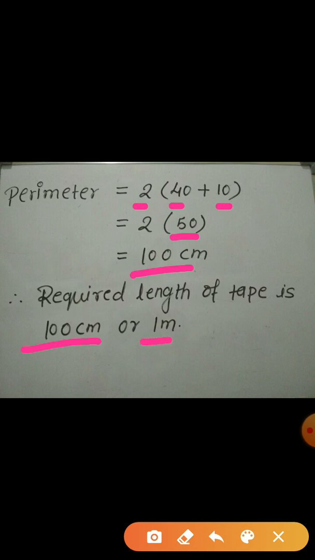100 cm can also be written as 1 meter, as we know that 1 meter is the same as 100 cm. So what would be our final answer? The required length of the tape is 100 cm, or you can write 1 meter. Any one answer can be considered.